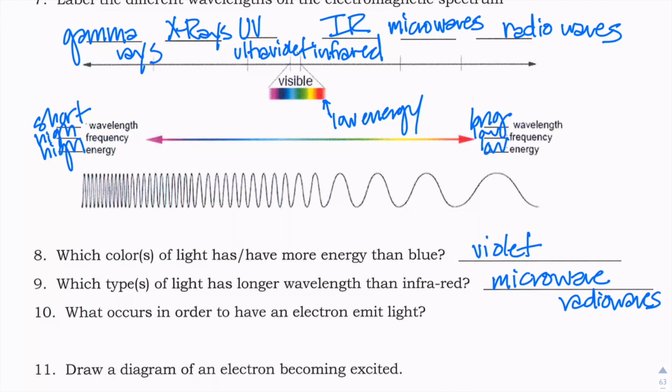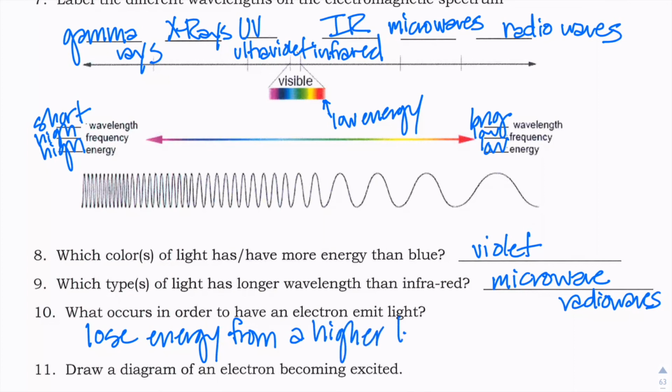What occurs in order to have an electron emit light? They must lose energy from a higher level to a lower level. So they must fall back down from a higher to a lower energy level.